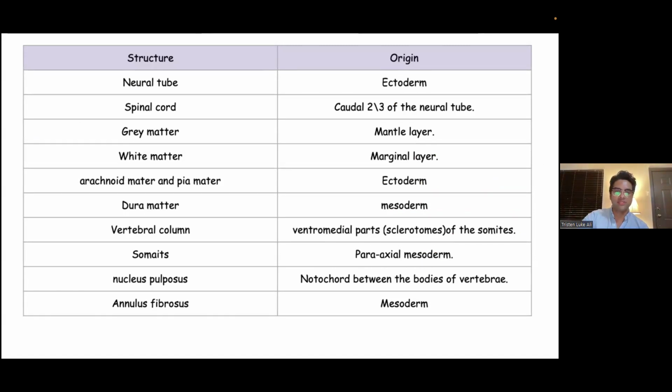Of importance here, which we didn't get to mention previously, is the formation of your nucleus pulposus and the annulus fibrosus. The nucleus pulposus is from your notochord. When your notochord disintegrates, you get the structure of the nucleus pulposus, and from your mesoderm, your annulus fibrosus.